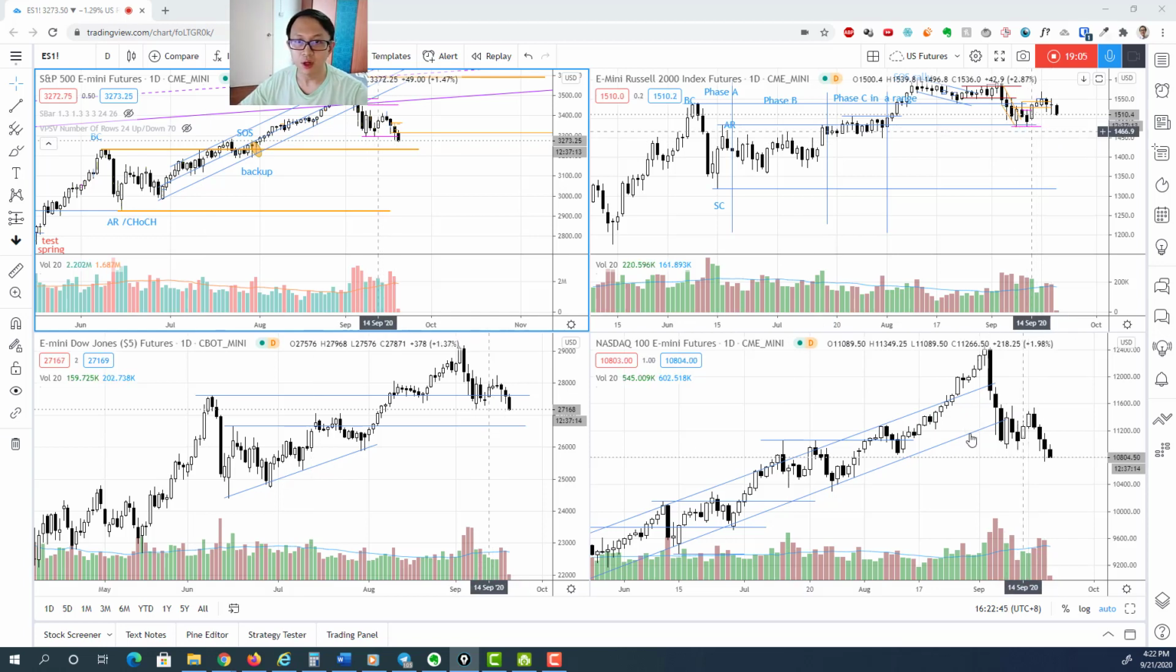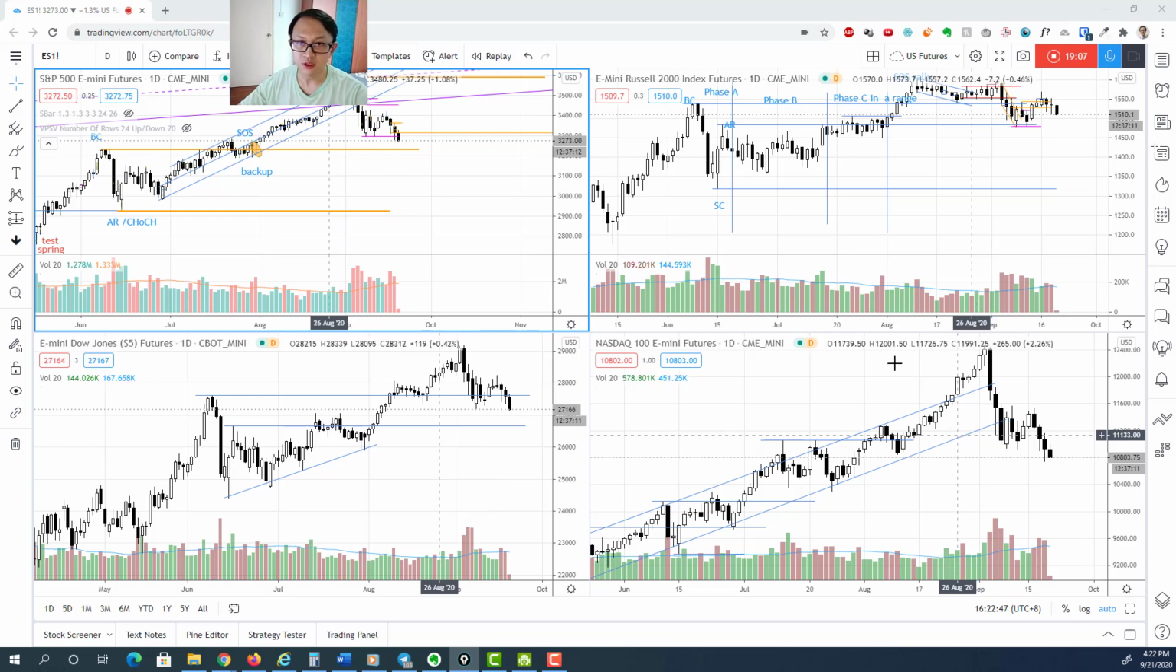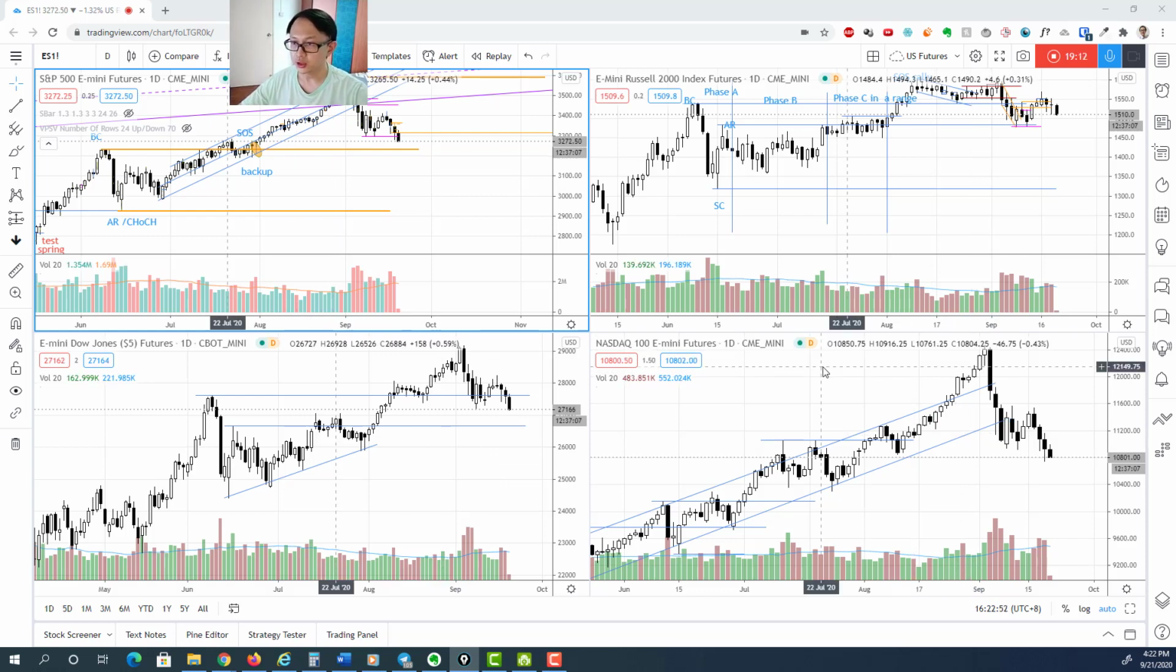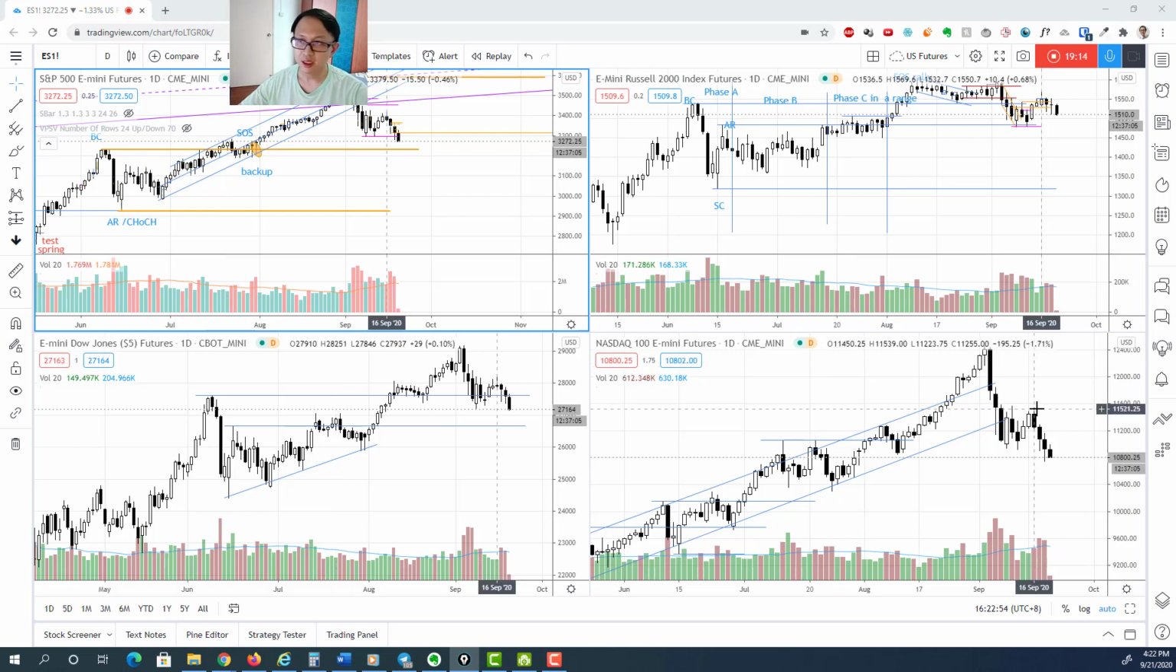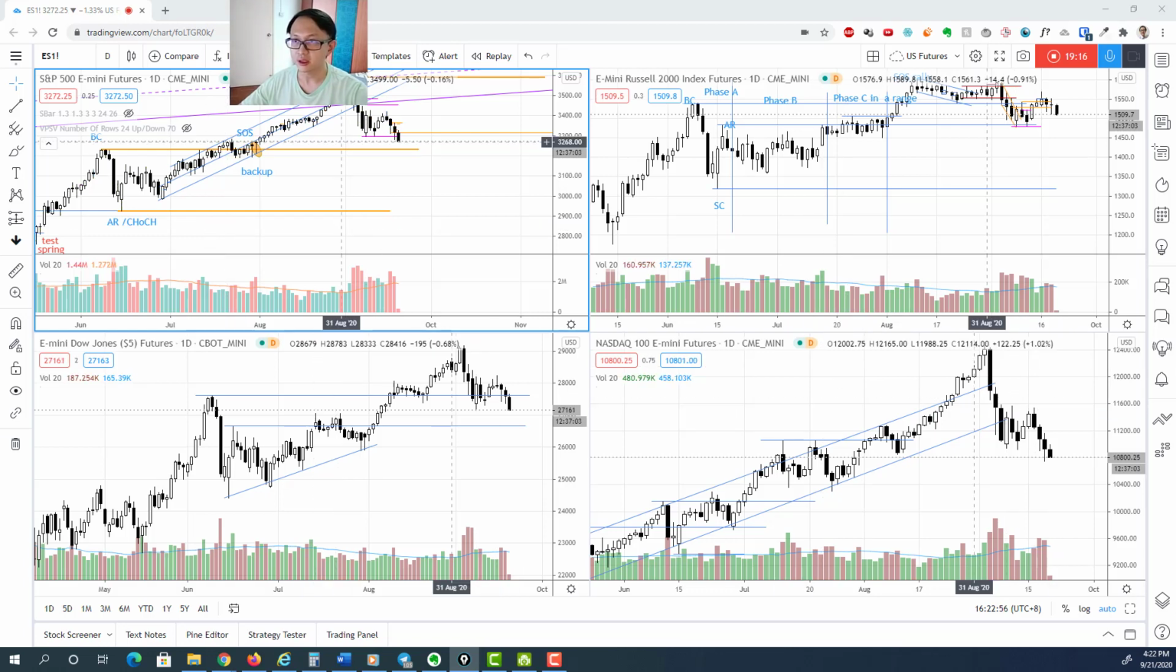So far it does seem like a rotation out of the NASDAQ and into the other indices as well. Let's see how far it will go, and let's see if it will test this immediate support level at around 3230 and have some kind of bounce up.